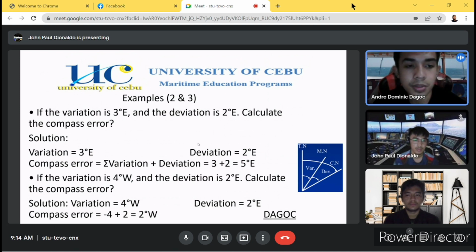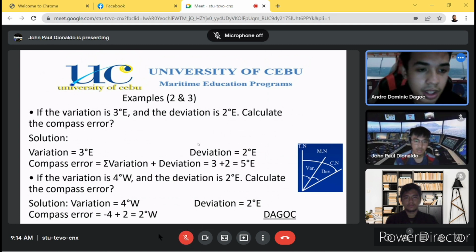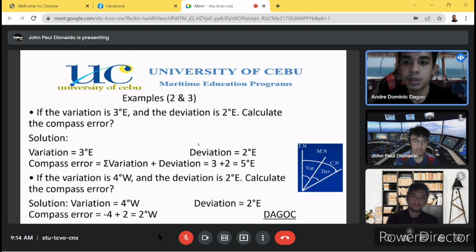If the variation is 4 degrees west and the deviation is 2 degrees east, calculate the compass error. So we have two different directions, east and west. Unlike the previous example, where the direction is the same and we just added the two, in this example we need to subtract the two to get the compass error. And whichever is the greatest value shall be the direction of the compass error.